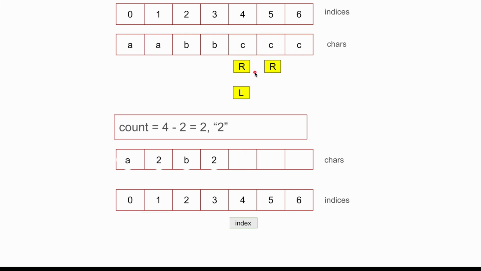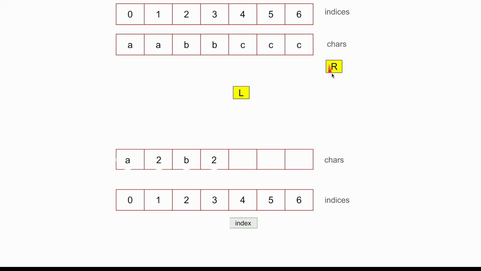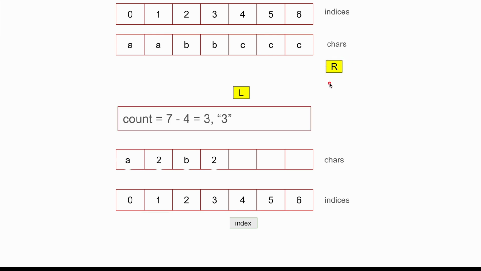So we move the right here. These two characters are same, so we move right again. This character and this character are same, so we move the right pointer again. But at this point the right pointer is out of bound, so we have to compute the count again. The count is right is at 6 plus 1, 7, and 7 minus left is at 4, which is 3. It is represented as 3 in the string.